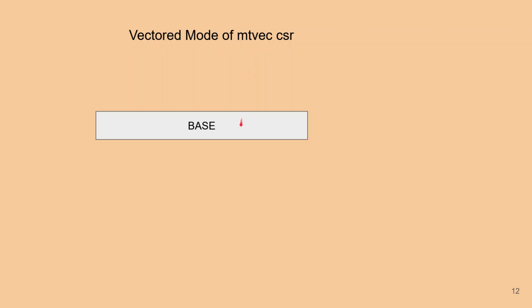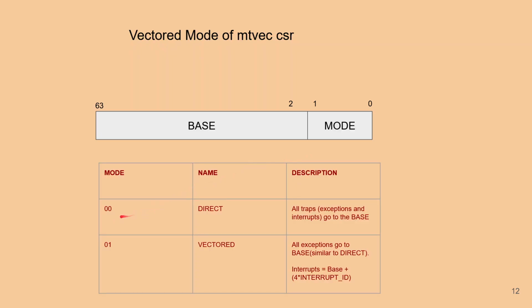There are two fields in the mtvec CSR. One is the base field, which has the base address of the trap handler, and the other is the mode field, which controls the addressing mode of the mtvec CSR. The lower two bits of the mtvec CSR constitute the mode bits. The mode bits have two valid encodings. A value of 00 indicates a direct addressing mode of the mtvec CSR. A value of 01 indicates the vectored addressing mode.